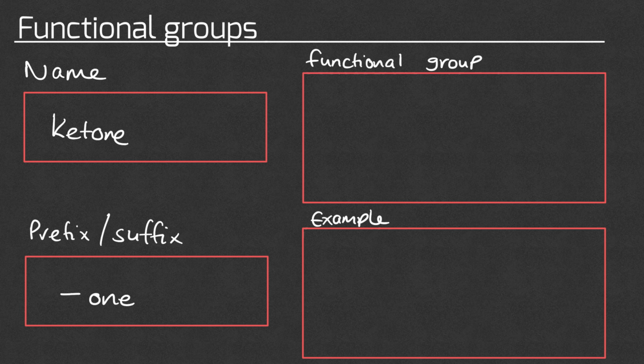A ketone has the suffix -one. It's very similar to an aldehyde. The only difference is it occurs in the middle of a molecule, so there's no hydrogen here. Instead, there'll be carbons either side of it.